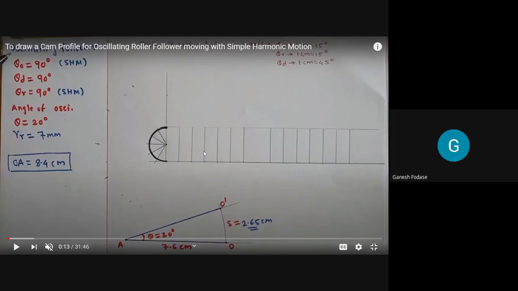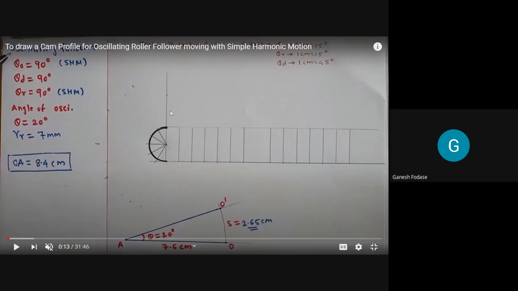Now, can anyone tell me how to draw this S theta diagram? Because already we discussed it for simple harmonic motion. The procedure, please. Only finding S is different. Otherwise, the procedure remains same. Yes, anyone? Name the points and project it. Very good. See, we have to see the sequence first.